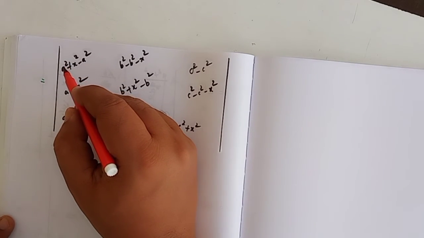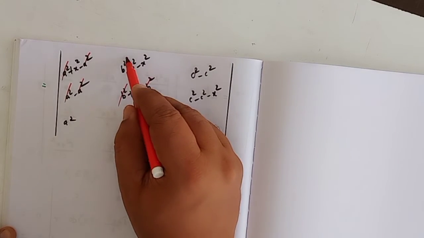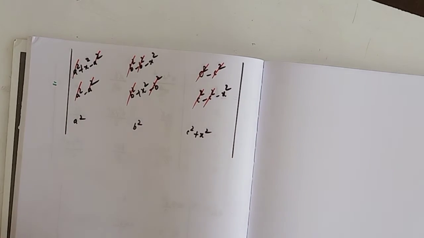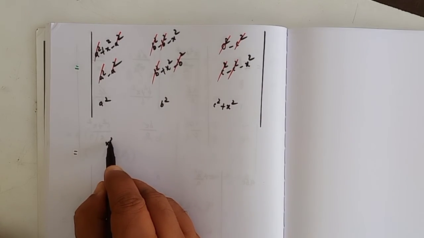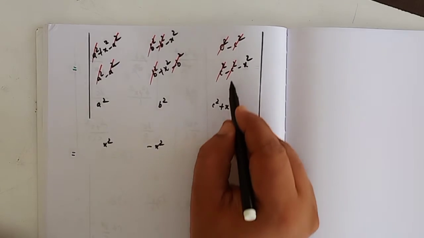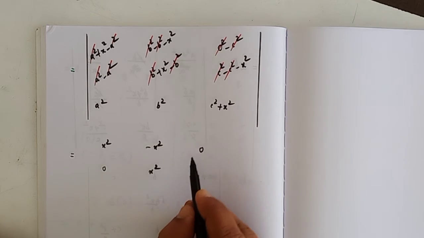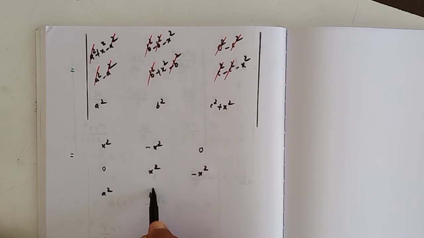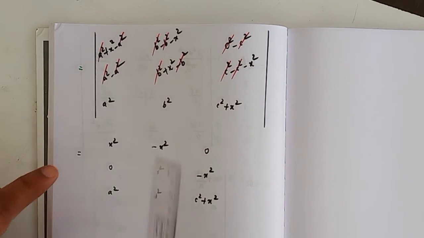Now here plus a squared minus a squared cancelled. So we have x squared here, minus x squared here, 0 here, 0 here, x squared here, only minus x squared here, and a squared, b squared, c squared plus x squared. Now we can expand the determinant, usual expansion.